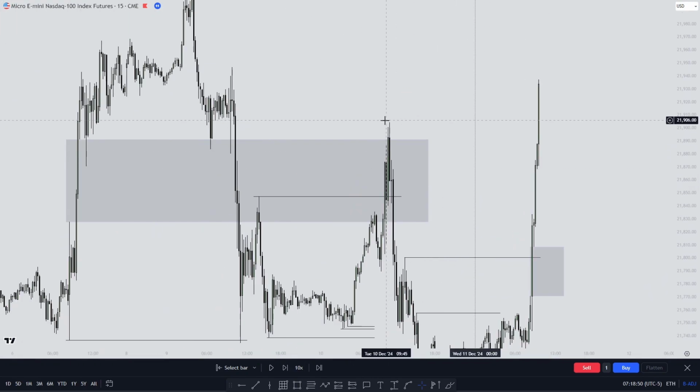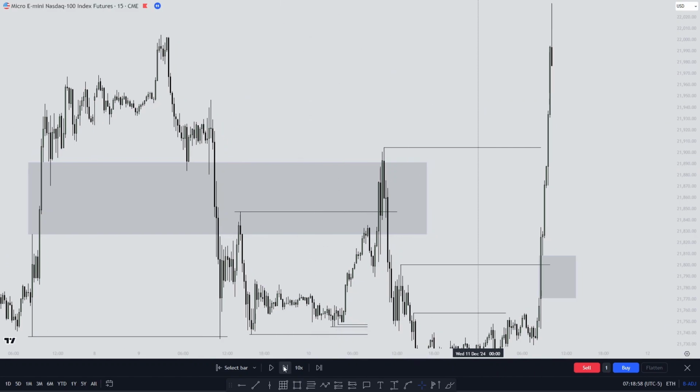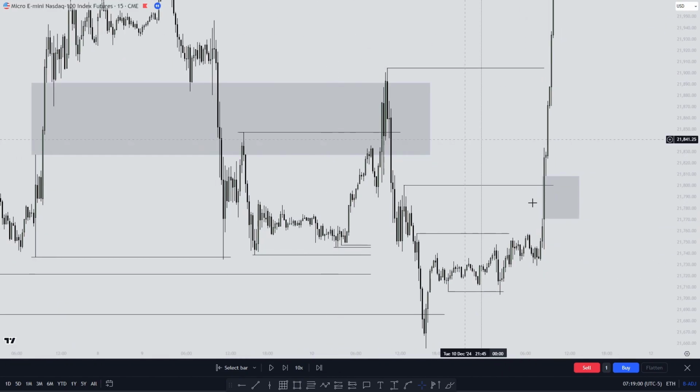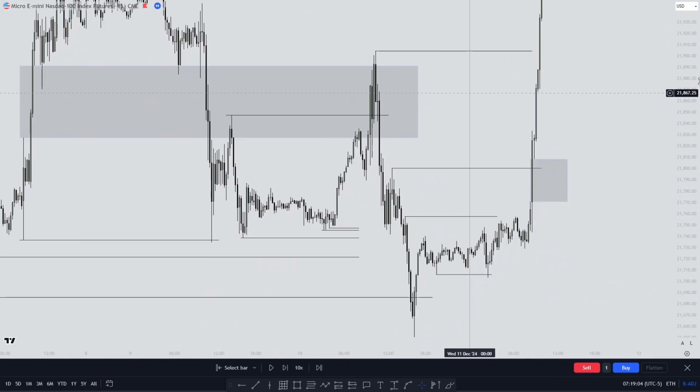And what do we do? We take out this high. We start displacing past this high. That means we can now target this high, right? Boom, and this high, and we just rally, right? But that's what you need to understand.